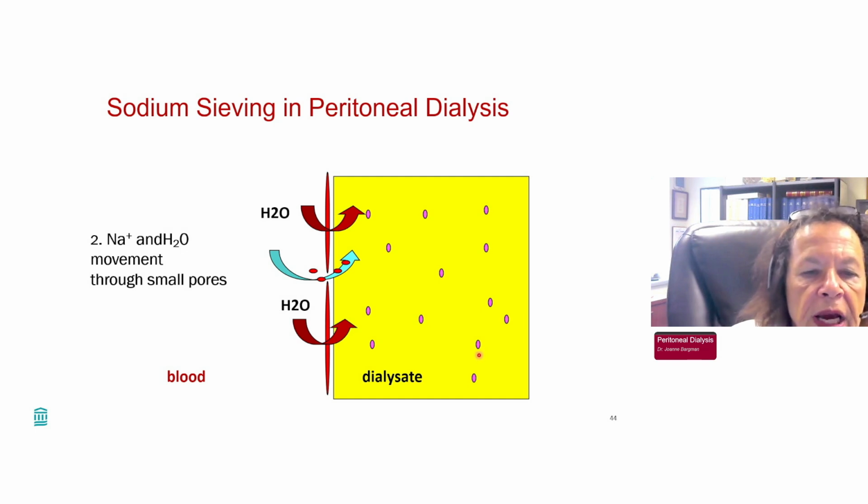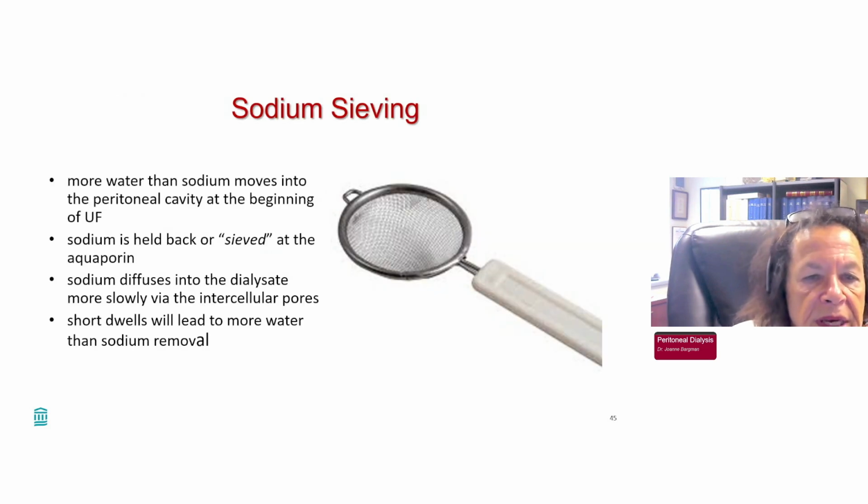So you end up removing much more water than sodium. And what happens when you remove more water than sodium? The patient will end up with more sodium than water, or in other words, hypernatremia. So sodium sieving means that more water than sodium is going into the peritoneal cavity in short dwells. In long dwells, it all sort of evens out, but in short dwells, which is what happened when the nephrologist cranked up the number of exchanges overnight, the sodium is held back or sieved at the level of the aquaporin, and therefore there's more water removal than sodium removal.